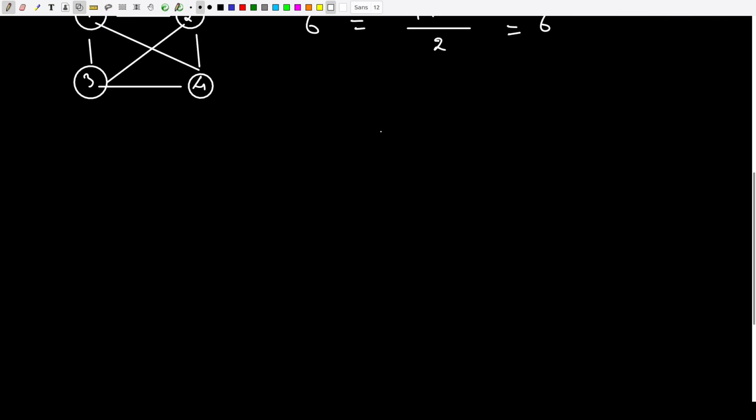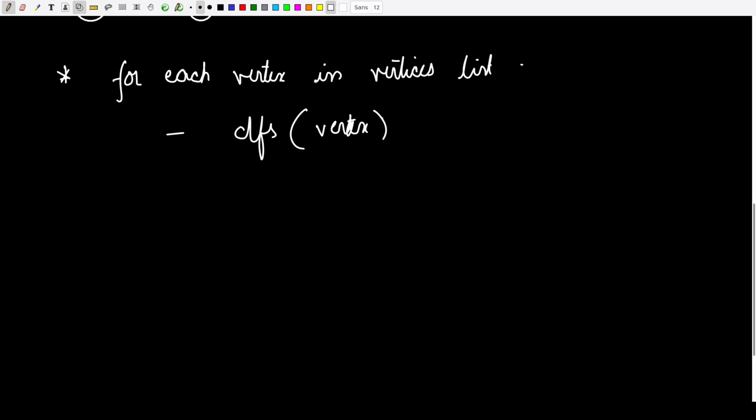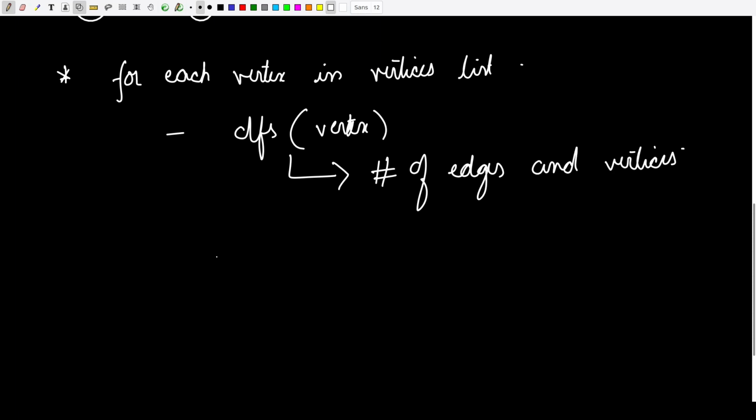Now using this concept, we are going to solve this problem. What we are going to do is, for each vertex in the vertex list, we are going to perform DFS. And while performing DFS, we will count the number of edges and vertices. Once the DFS is complete, we are going to check whether the number of edges and the number of vertices hold the equation which we have just discussed, which is the number of edges should be equal to the number of vertices into v minus 1 divided by 2.